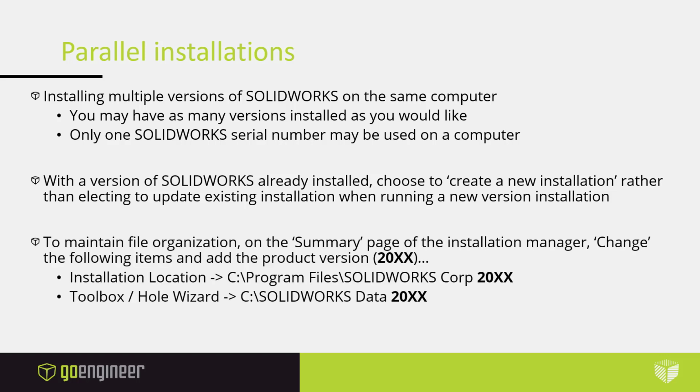The biggest key here to parallel installations is on the summary page of the installation manager, the installation location that we looked at in the toolbox and hole wizard. Typically you just want to add the version that you're running at the end of those file locations, so you can edit those file paths that it will create on your computer. If you add the year, so SOLIDWORKS Corp 2021, it will keep it separated and a little bit easier to organize if you have SOLIDWORKS Corp 2018 already installed. Okay.